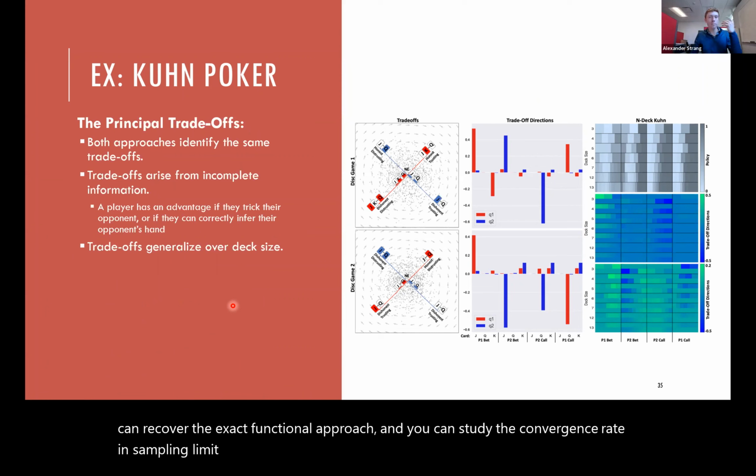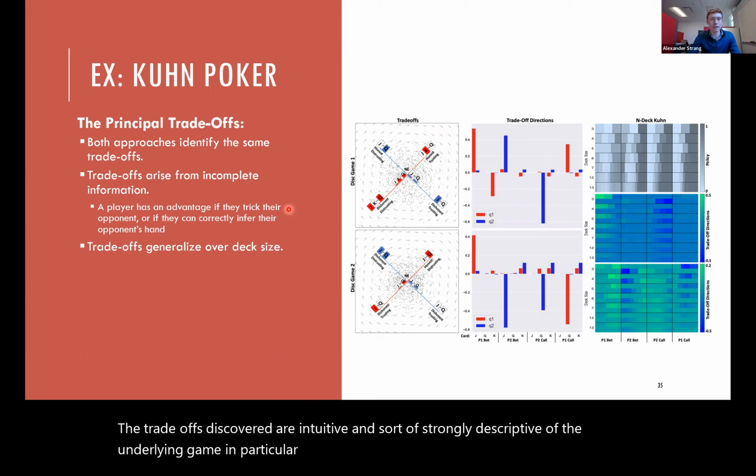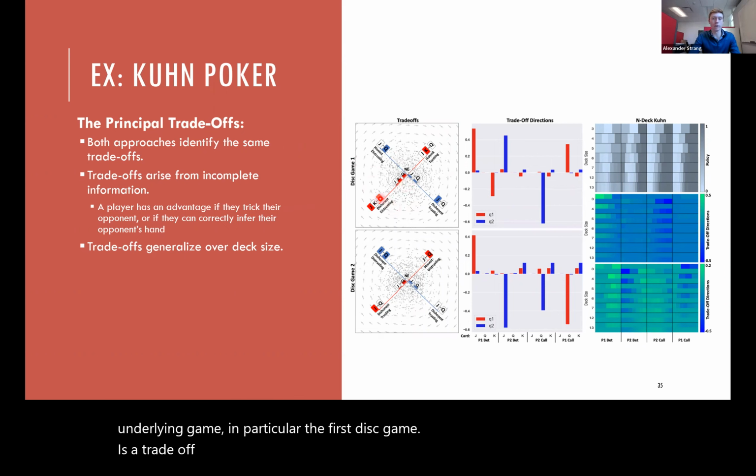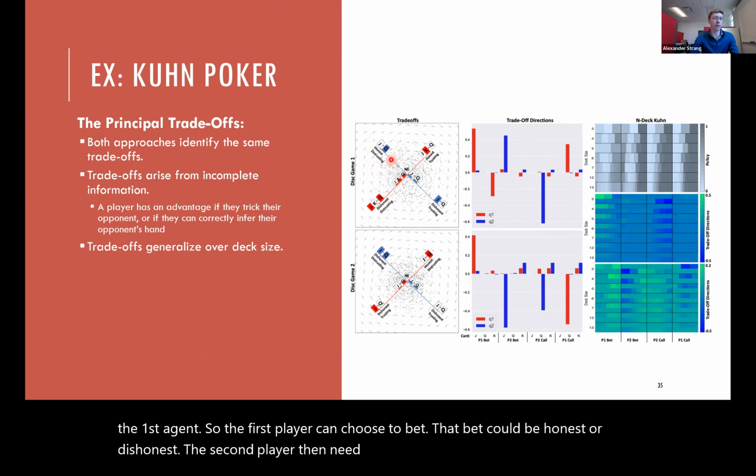But moreover, the trade-offs discovered are intuitive and strongly descriptive of the underlying game. In particular, the first disc game is a trade-off associated with incomplete information on the bet cast by the first agent. So the first player can choose to bet. That bet could be honest or dishonest. The second player then needs to infer whether to call by guessing whether the first bet was honest or dishonest.